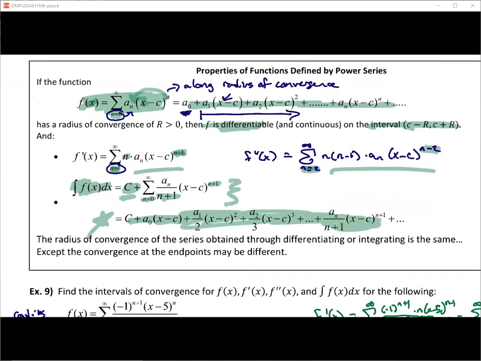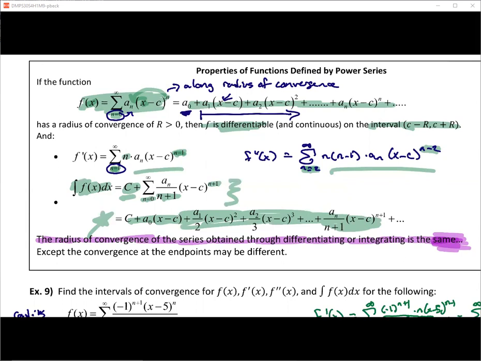The radius of convergence of the series obtained through differentiating or integrating is the same. And everybody, let's highlight that. In fact, let's do that in a different color just to emphasize what's going on. The radius of convergence, whether we integrate or differentiate, is the same. I'm going to highlight the same. This means we're going to save ourselves a lot of work by not having to refine the radius of convergence over and over and over again. Okay, trying to save you guys some time here.